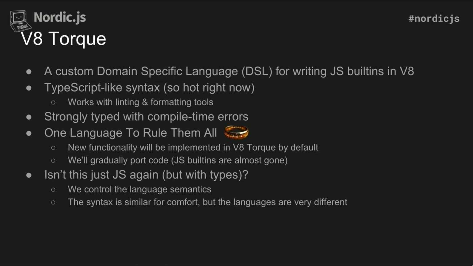It basically looks kind of like TypeScript. It has a TypeScripty syntax, except instead of JavaScript types, it uses the V8 internal types for those JavaScript objects. That's cool because it works with linting and formatting tools that we already use. It's strongly typed with compile time errors, which addresses another problem with implementing JavaScript in JavaScript: you don't know what happens until you run it. This is going to become the de facto language for implementing built-ins in V8. So we're porting all the self-hosted JavaScript code we have to that, and we're going to write all new things in that as well.